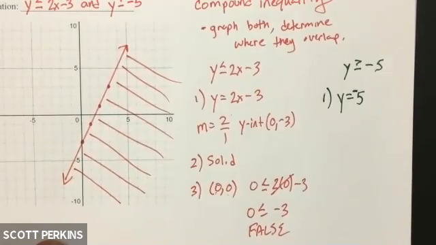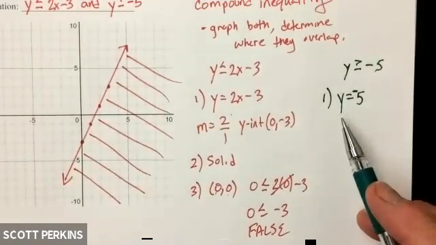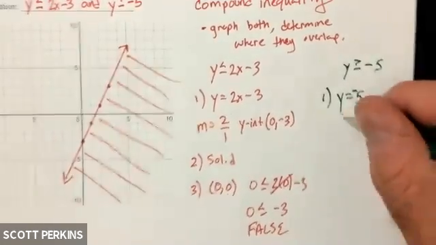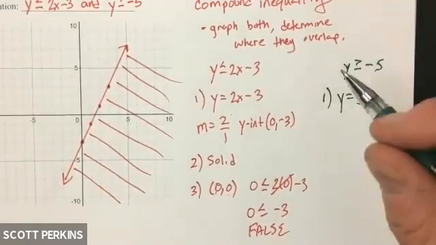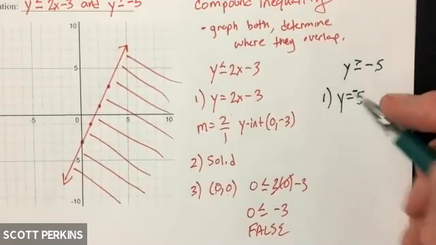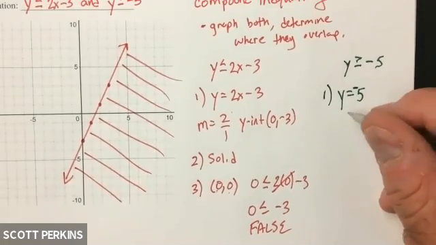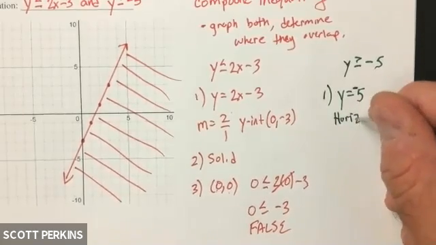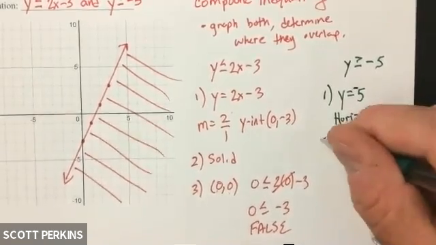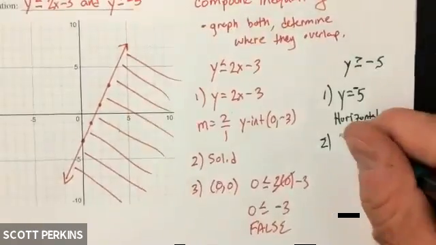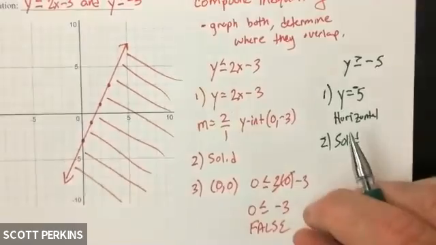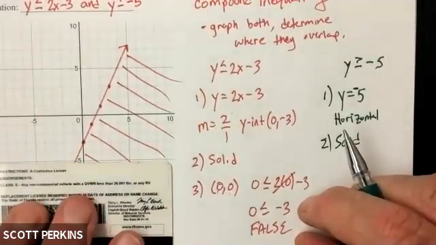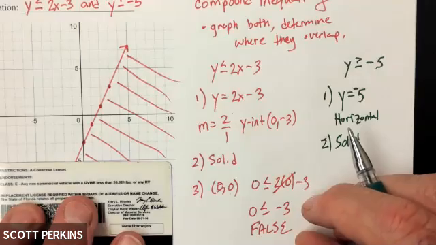Step 1, the boundary equation, y equals negative 5. So y equal to a number, what kind of line is that? Y equal to a number is horizontal. And then yes, indeed, step 2, since there's an equal bar, it's going to be solid. You're indeed right. So I'm going to draw a solid line at negative 5.